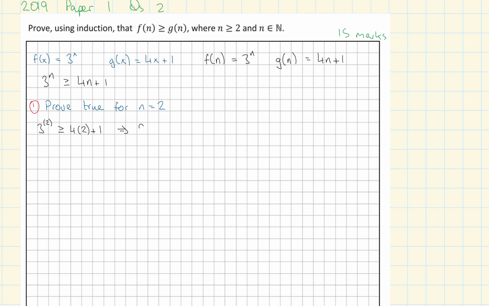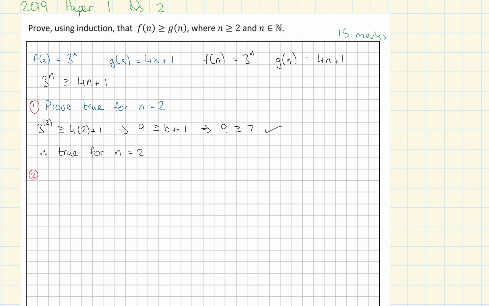So 3 squared will give you 9, will be greater than or equal to 4 twos are 8, plus 1. So we get 9 is greater than or equal to 9. So it's true for n equals 2.